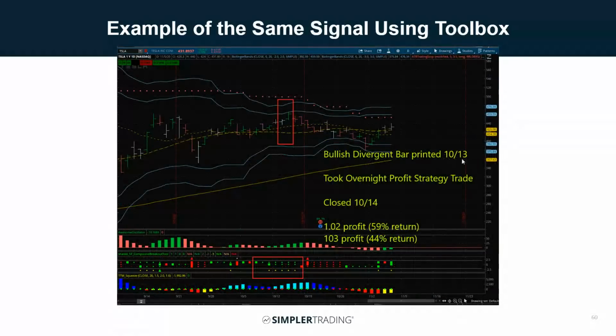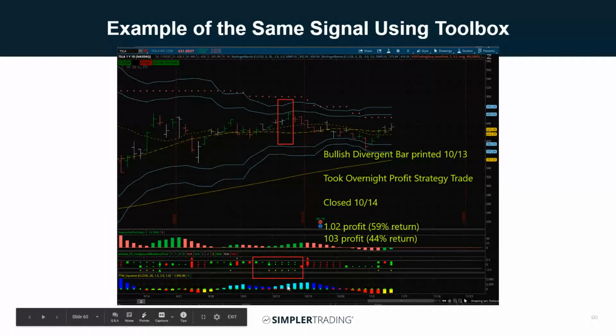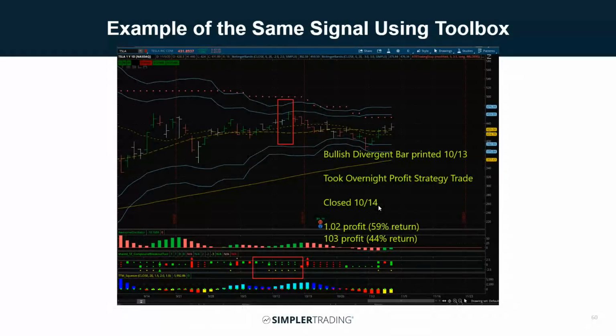So Tesla, here was another example of a bullish divergent bar that printed on the 13th. Notice how the compound breakout tool was in line, right? So my Batman and Robin of indicators are in agreement. This one actually also had a nice squeeze that was printing with it. But I still ended up just taking that profit off the next day.